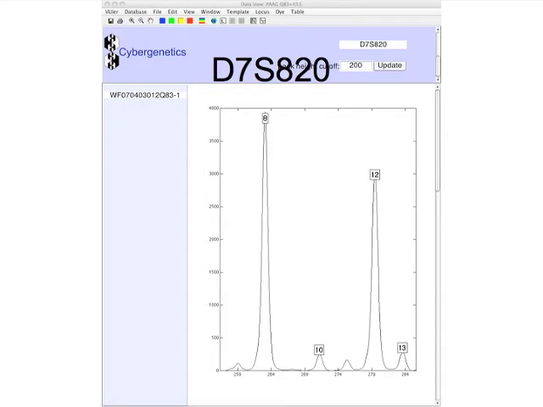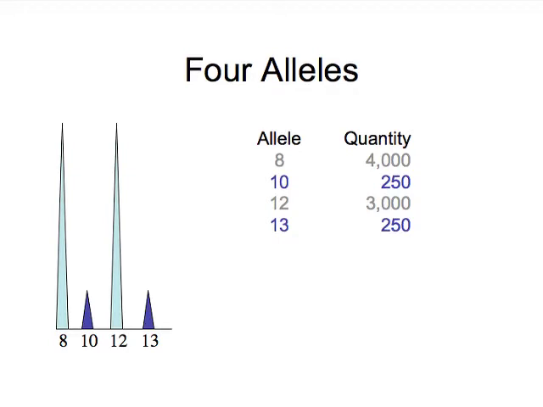Here at D7, we had 4 alleles in the evidence data instead of 3. We see the 2 very tall alleles from the victim, 8 and 12, and we see the 2 much, much smaller alleles, 10 and 13, from a second contributor. Next slide. For these 4 evidence alleles, the 2 very tall alleles from the victim, 8 and 12, have RFU peak heights of 4,000 and 3,000 respectively, while the 2 smaller blue contributor's alleles of 10 and 13 both have peak heights of 250.